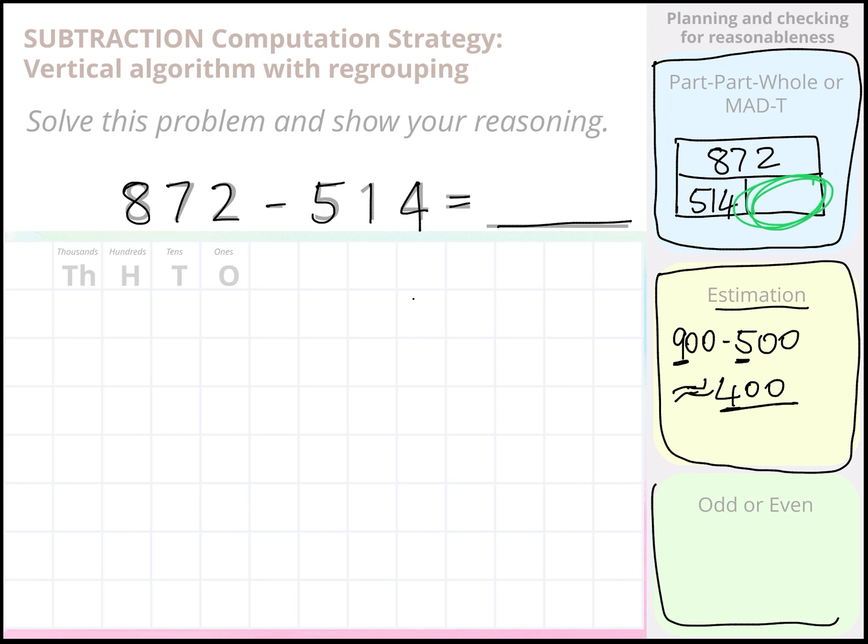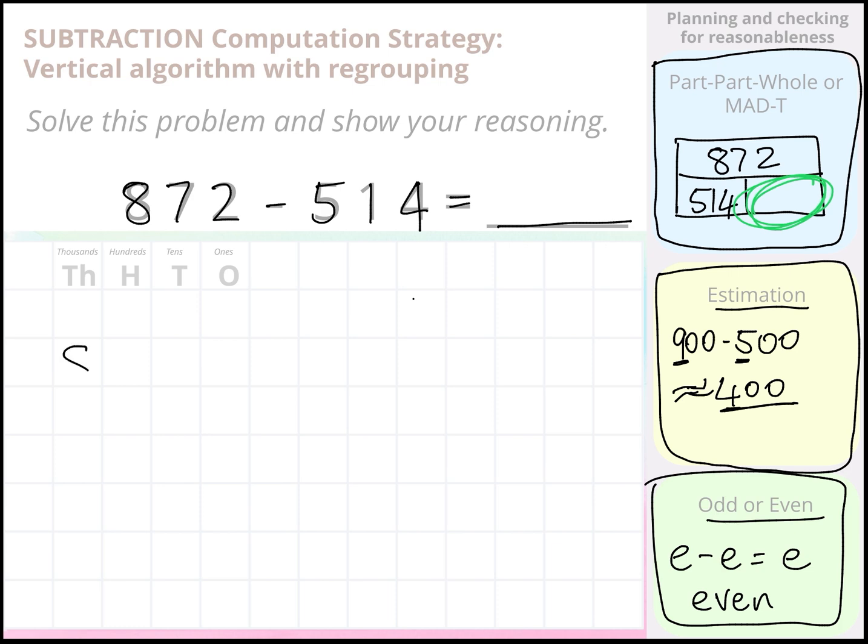Okay, last part before I even start attacking my question is to decide whether the answer is going to be odd or even. So I have an even number here and an even number there. So I've got an even, subtracting an even, and I know from my rules and my generalizations that the answer is going to be even. All right, now let's have a look at our place value and putting it into our columns.